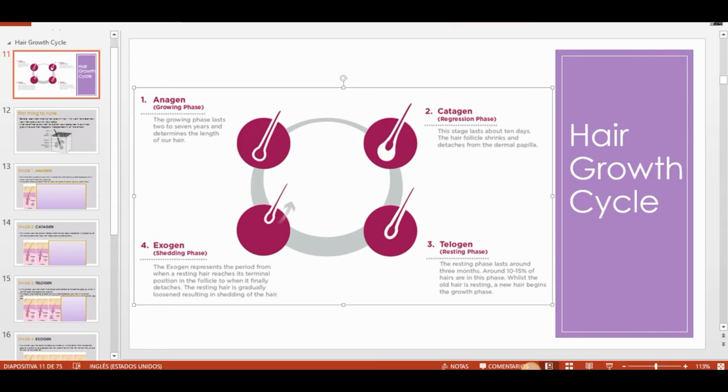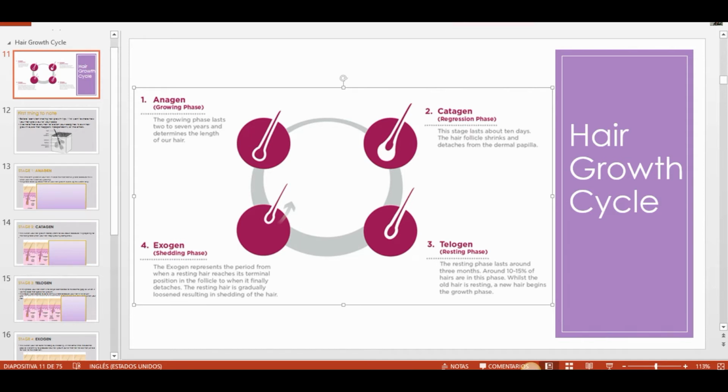All right, so now let's talk about your hair growth cycle. As you can see from this image, there are four stages of your hair growth cycle. So we have the anagen, which is the growing phase, the catagen, which is the regression phase, the telogen, the resting phase, and the exogen, the shedding phase. Okay? And this diagram explains what happens in each stage, and I'm gonna go through it in more detail.